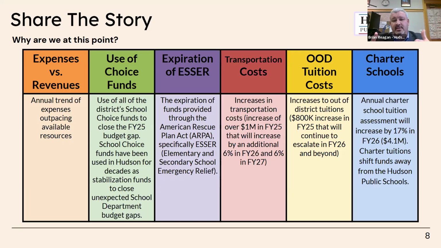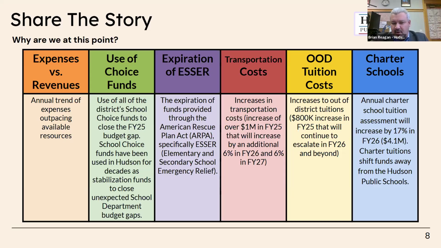So we didn't change this message. We wanted to keep hammering this home, that we were expending all of our school choice funds. And Hudson has a pretty healthy school choice revenue every year. We have a great ratio of in to out around school choice, so it brings us in maybe 1.3 to $1.5 million a year. That became our reserve fund, if you will, to help close gaps, but it wasn't sustainable. So we knew that we were going to use all those funds up for the first time ever.